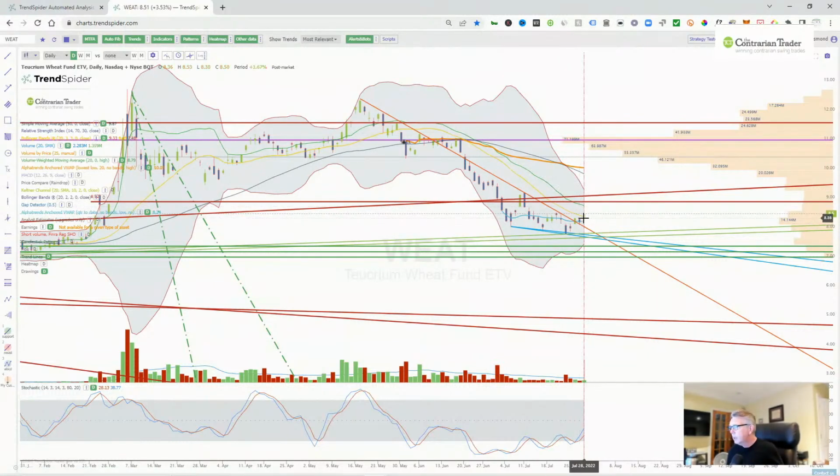Wheat is a short-term swing trade. And once we get above $9.14, I think it's going to be game on to the long side for wheat. But remember that monthly chart. It's weak and getting weaker.